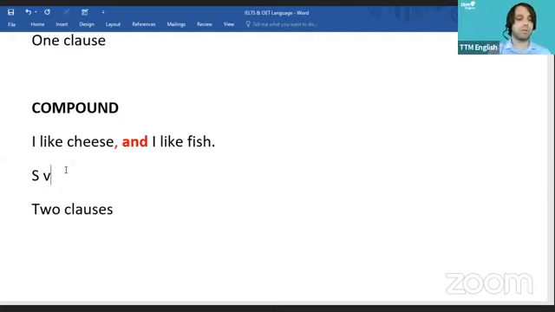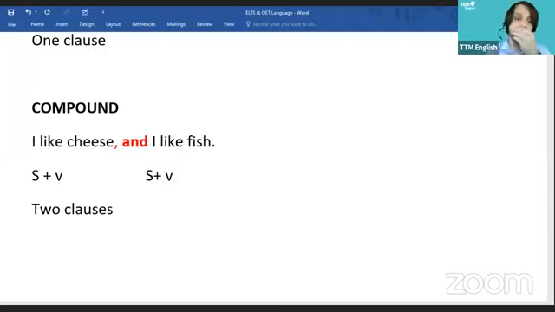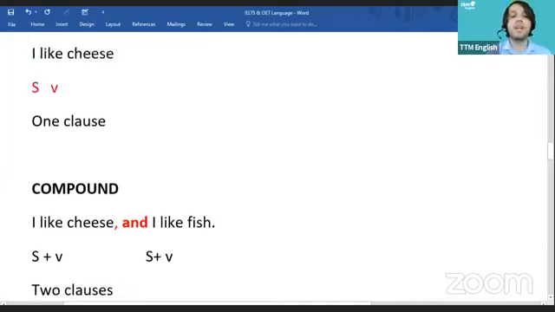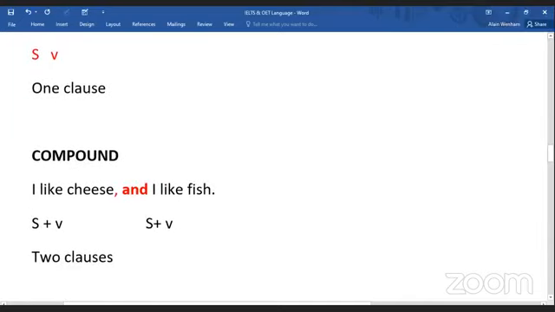Go on. Because in both sentences, you are using like something. But can we make it, I like cheese and fish? Why are we using I like again? Okay, because it's a great question. I'll come to that in a second, because it wouldn't be a compound sentence, right? Thank you. So that's a great question.